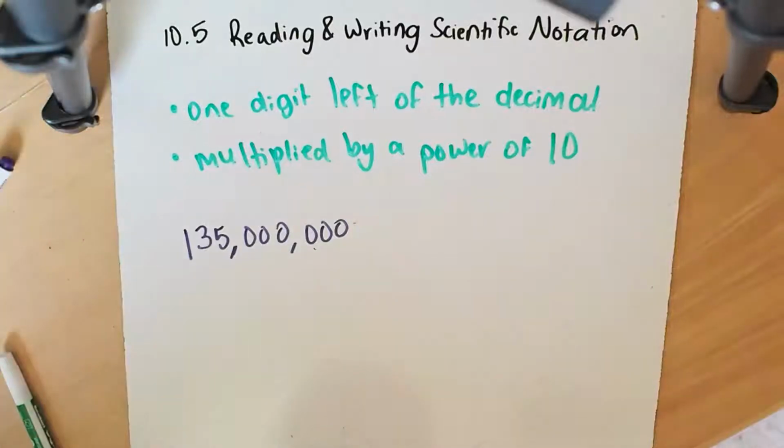Today we're talking about reading and writing in scientific notation. You may have done this in science class, so hopefully this is a review. Scientific notation requires two things. There's one digit left of the decimal point, and it's being multiplied by a power of 10.